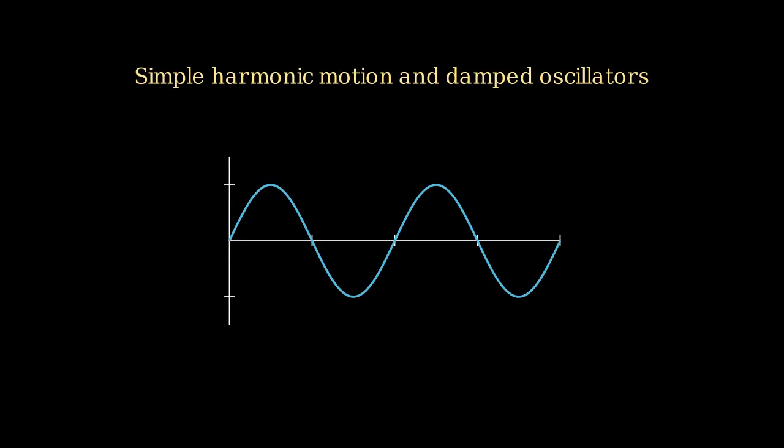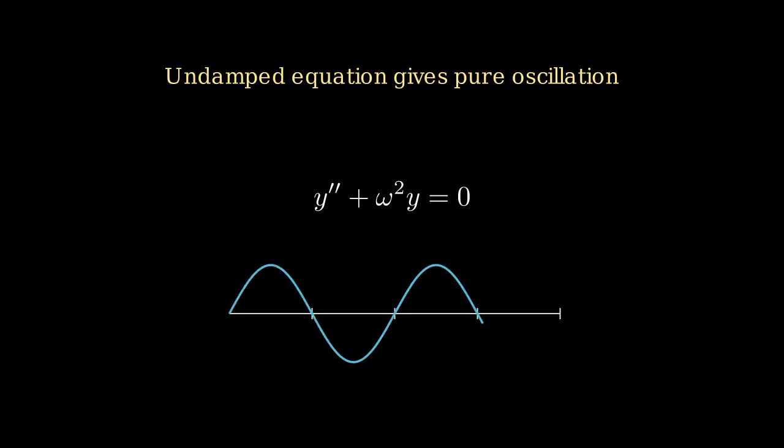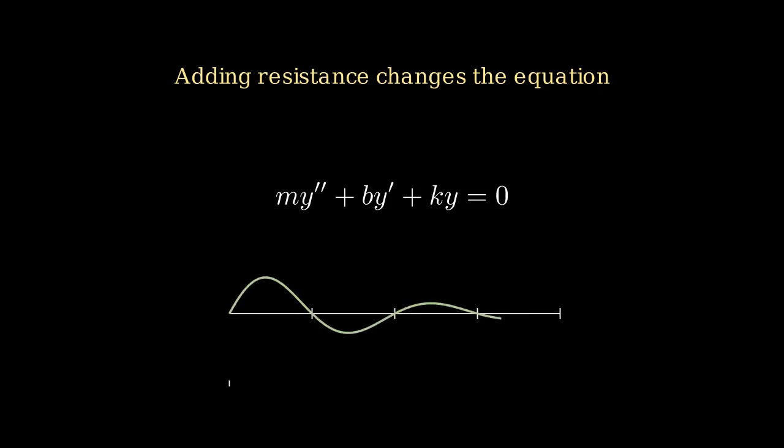Today we are looking at simple harmonic motion and damped oscillators, which are differential equations that describe swinging, bouncing, and vibrating systems. Undamped motion satisfies the equation y'' + ω²y = 0, and this equation gives pure, unending oscillation. When we add resistance to the system, the equation becomes m y'' + b y' + k y = 0.